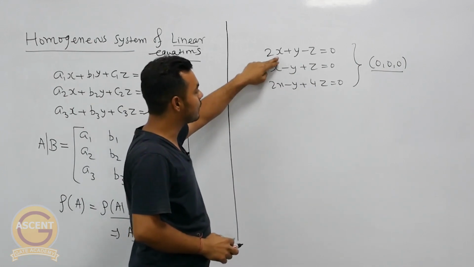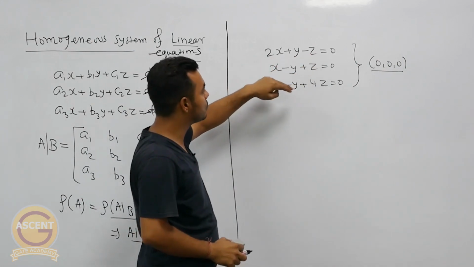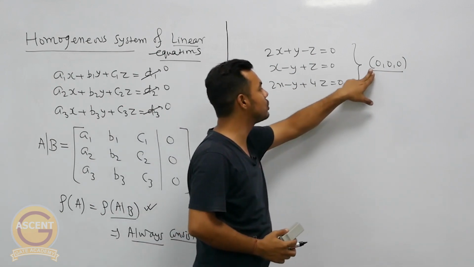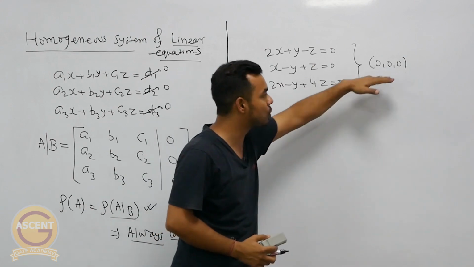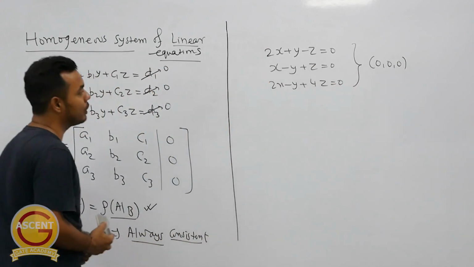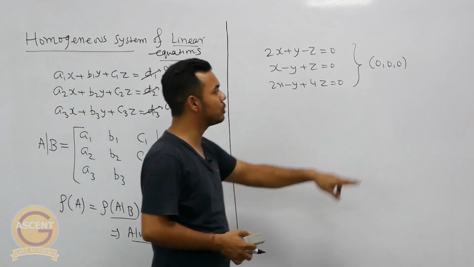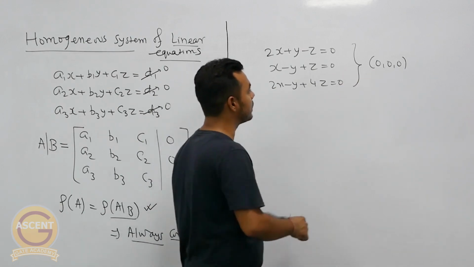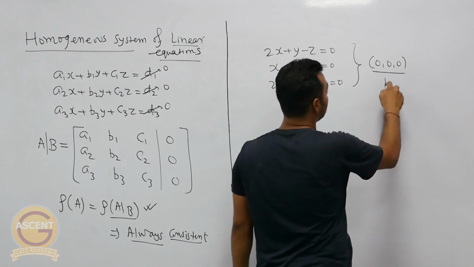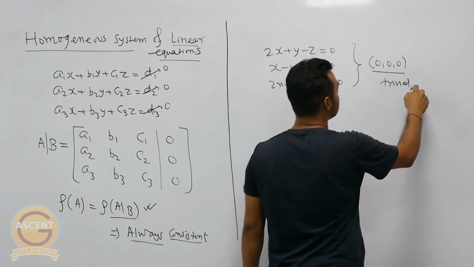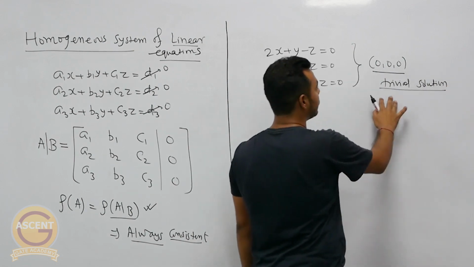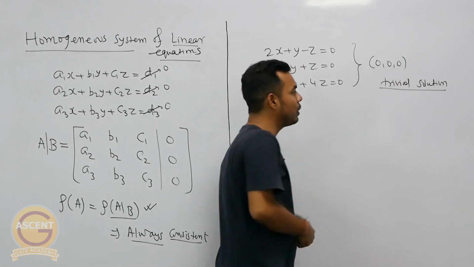If I place x equals 0, y equals 0, and z equals 0, it will satisfy all the three equations, and therefore there is no possibility of no solution. This is always the solution. So now either you will have a unique solution, in which case you will have only one solution, or you will have infinitely many solutions. This solution is called the trivial solution. x equals 0, y equals 0, z equals 0 is called the trivial solution. So for a homogeneous system, this trivial solution will always be there.